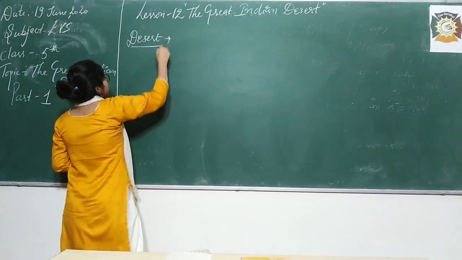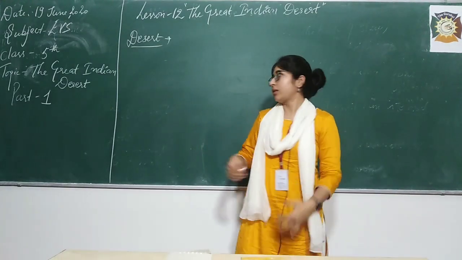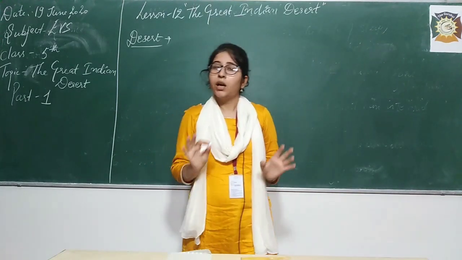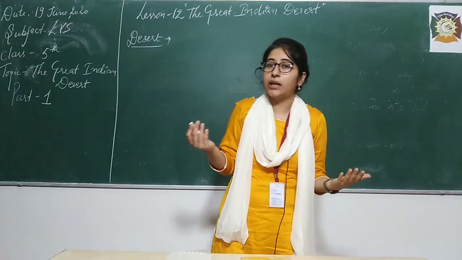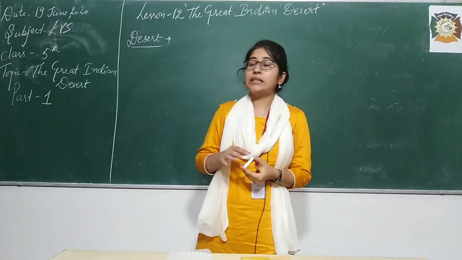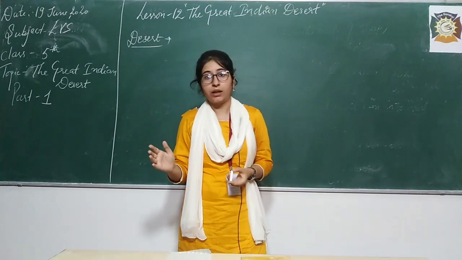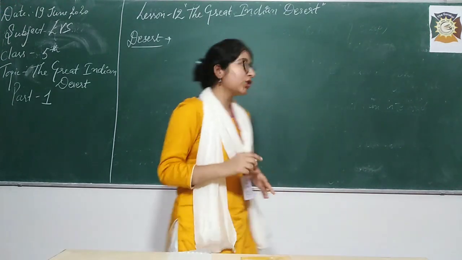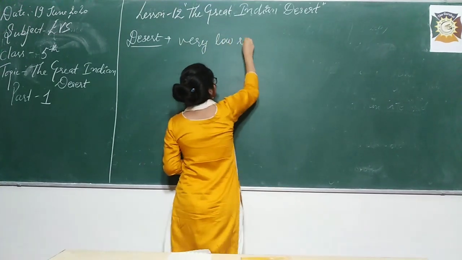So we will study what the features of a desert are, and what kind of area is called a desert. Desert in Hindi we call Marusthal or Registan. You are all aware of this, but how do we define it? How would I say that this particular area is a desert? Students, deserts get a very low amount of rainfall throughout the year. So the first feature of a desert is very low rainfall.